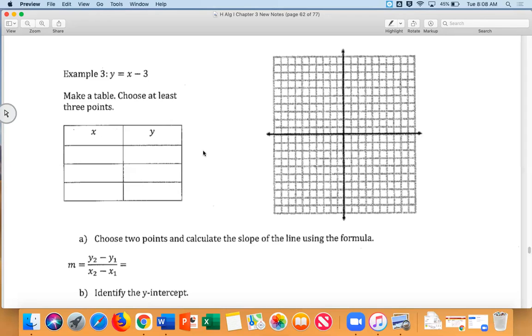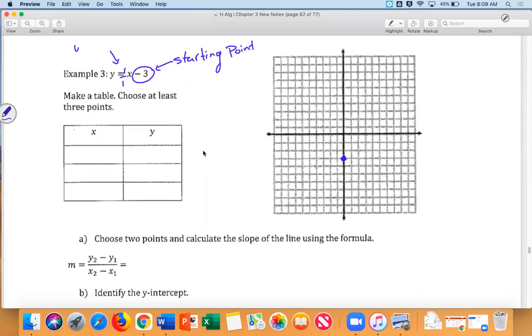All right, Sophie. Yes. Sophie, what is my y-intercept? Where's my starting point? 3 or -3? -3. Very good. So I'm going to start at -3 on my y-axis. And then what was my slope? 1 over 1.